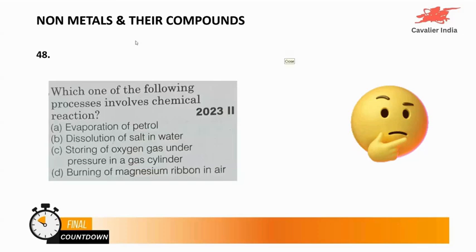Any other answer? Which one of the following process involves chemical reaction? Okay, chemical reaction. Which one? Yes, that is right. Burning of magnesium ribbon. All others do not involve chemical reaction. Okay.